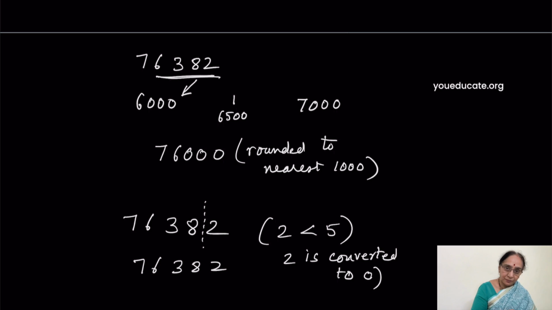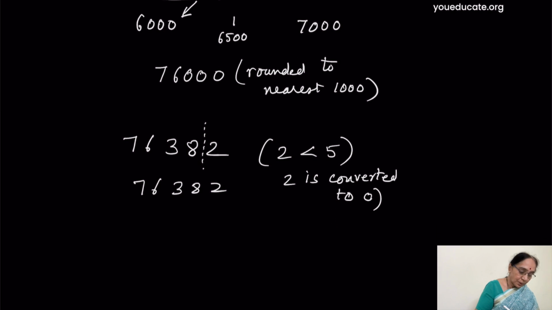If it is 5 or greater than 5, if it is 5, 6, 7, 8 or 9, then I will add 1 to the previous digit. 1 will be added to the previous digit. Now you will see that in the next rounding up. So this is to the nearest 10. Now I am going to do to the nearest 100, and I am going to follow this shortcut.